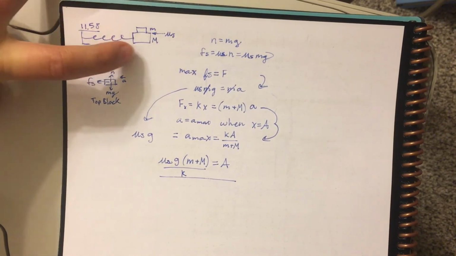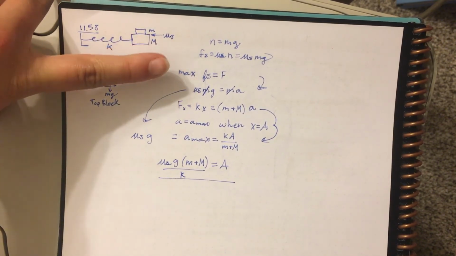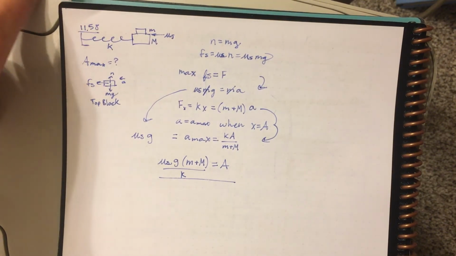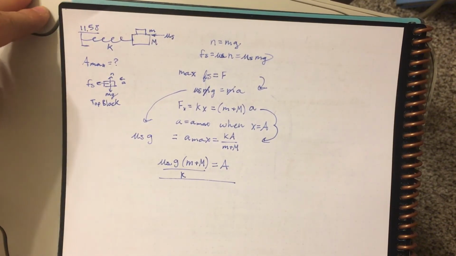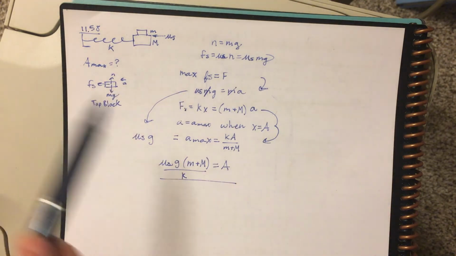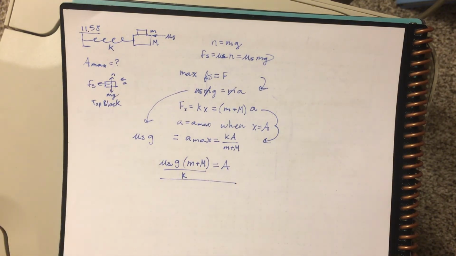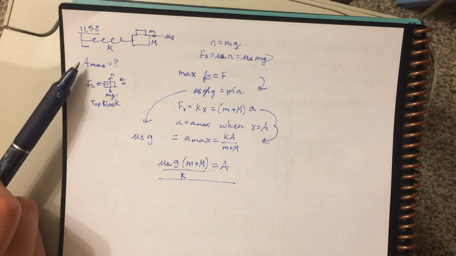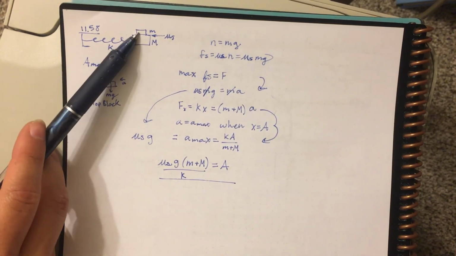Right, so we have little m and big M. The coefficient of static friction between the blocks is mu sub s. Find the maximum amplitude of oscillation such that the top block will not slip on the bottom block. So it didn't give you any numbers, right? Which means that your answer is going to be all in symbols. As you can see, all of this is in symbols.